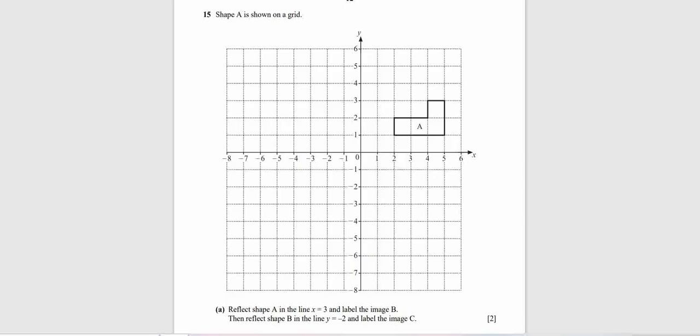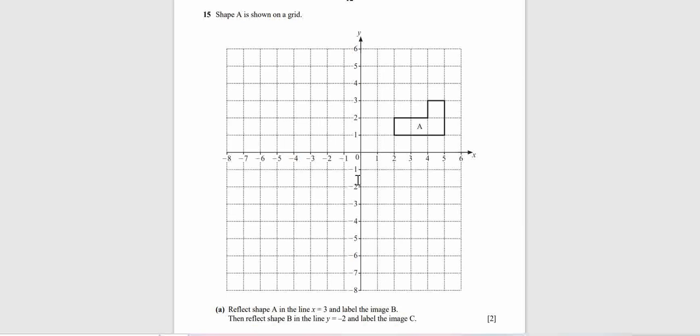Next question. All right, now we're in question 15. Shape A is shown on a grid. Question A, reflect shape A in the line x equals 3 and label the image B. Then reflect shape B in the line y equals -2 and label the image C. If you have this printout, you may do so. If not, you have to draw, or you can take a screenshot and print it out first.